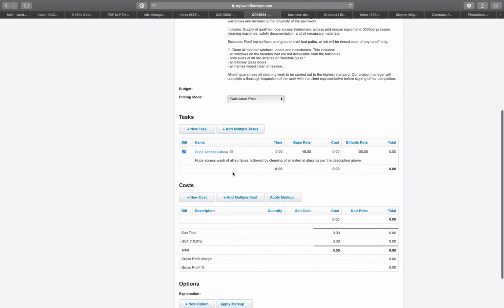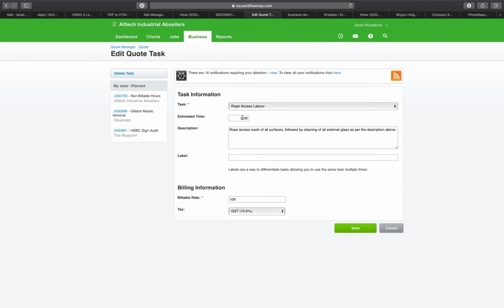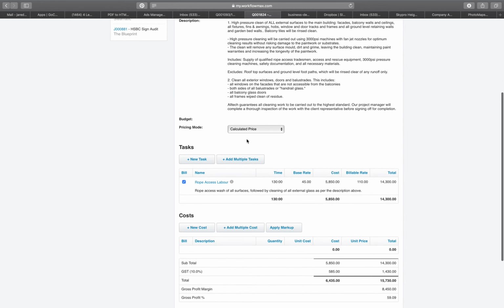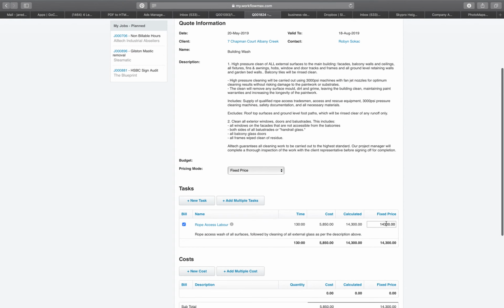and simply the task comes up: rope access labor, rope access wash of all surfaces, followed by cleaning of all external glass as per the description above. Now in here, I'm going to take that 14,400 and the hours that it approximately said, 130 at 110. That gives me my approximate price, but as you know, guys, just by switching to fixed price, we can put that exact price in over here that we need, and it's good to go.